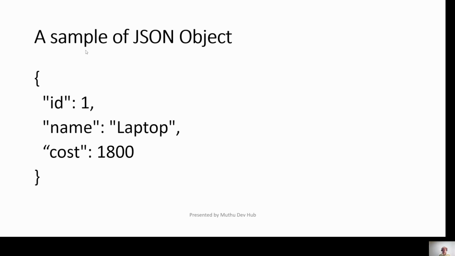Let's look at a simple JSON example. This is called a JSON object. Data is stored as key and value pairs. For example, ID is the key, 1 is the value. Similarly, name is the key and laptop is the value. And also cost is the key, 1800 is the value. The curly braces indicate that this is a single JSON object.